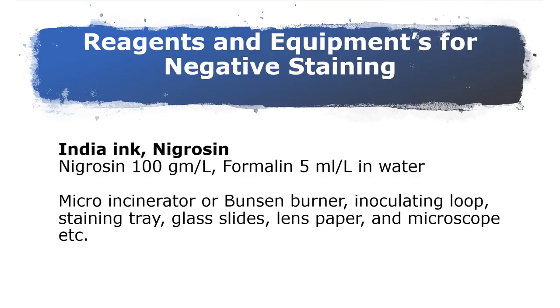Here we can see the reagents and equipment used for negative staining. The stain which we can use is India ink or nigrosine. And the equipment which is required is a Bunsen burner, inoculating loop, staining tray, glass slides, lens paper and microscope, etc.